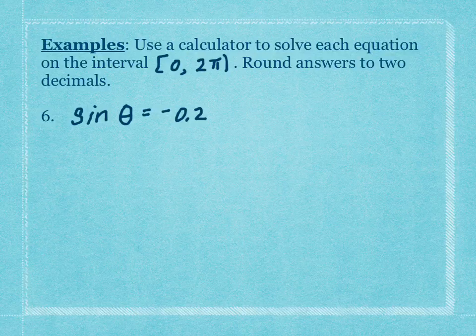If you take a look at this one, it says sine of theta. The directions are the same as far as between 0 and 2 pi. I'm looking for my answer. The difference is that I get to use a calculator on these. So grab your calculator out. If you don't have it out already, you're going to need it. And I've got sine theta equals negative 0.2. So the first question I want to pause and ask you is, where is sine negative?